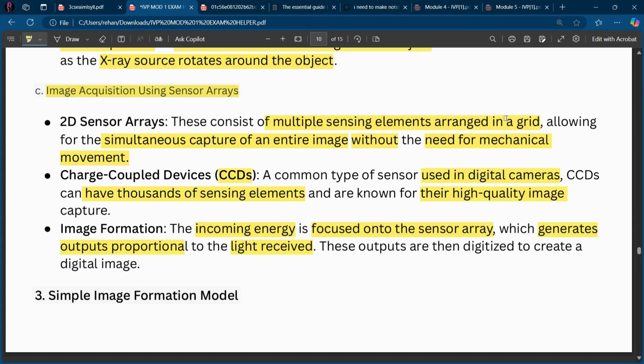In this type, 2D arrays are used. This consists of multiple sensing elements arranged in a grid, allowing simultaneous capture of the entire image without the need for mechanical movement. Mechanical movement is not required; the sensor automatically captures all the image required. An example is the CCD, a common type of sensor used in imaging. They have thousands of sensing elements and allow for high quality images.